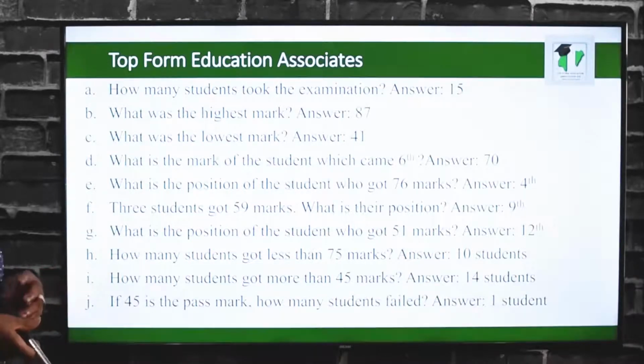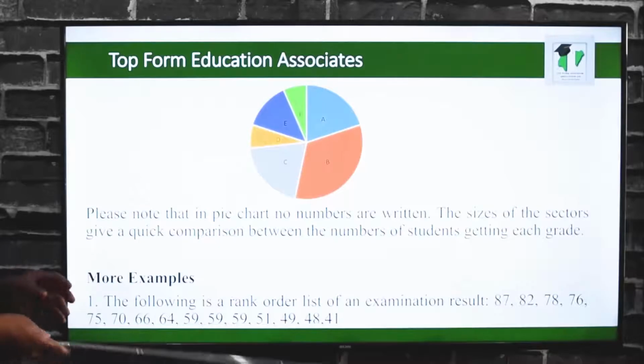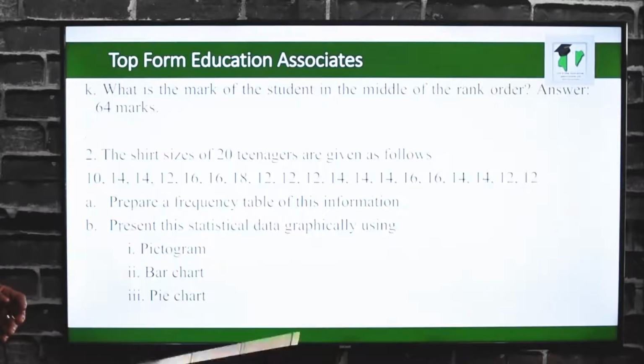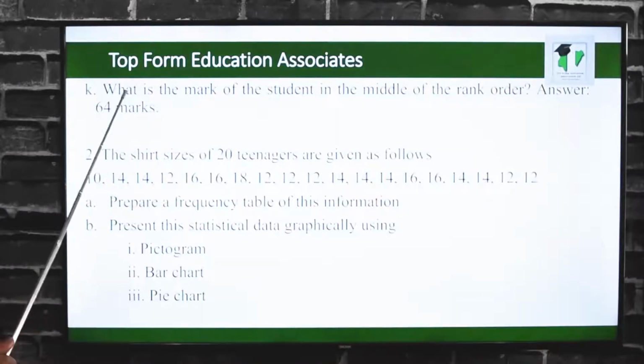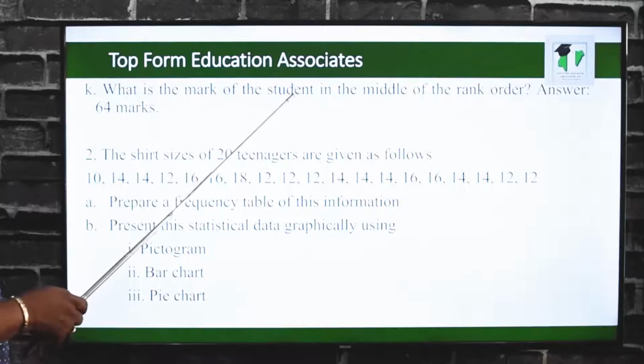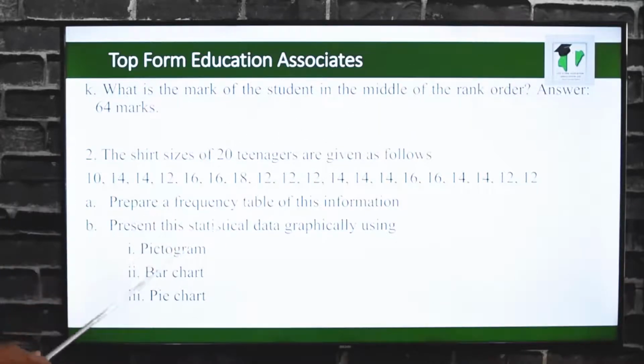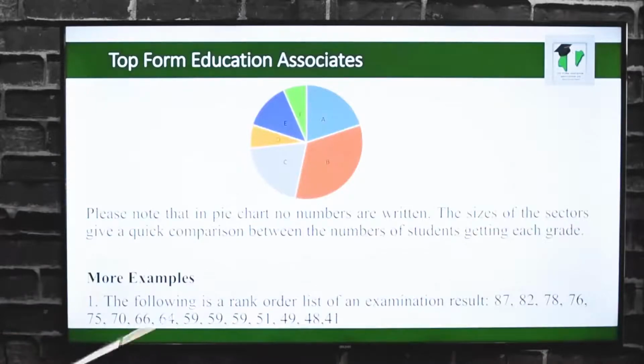Only one student got below 45, that is 41. So only one student failed the exam. So what is the mark of the student in the middle of the rank order? In the middle of the rank order, there are 15 students.